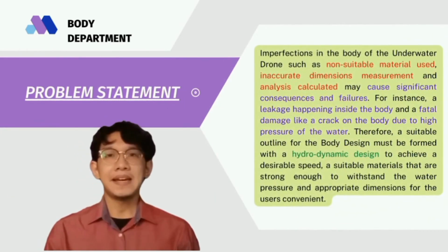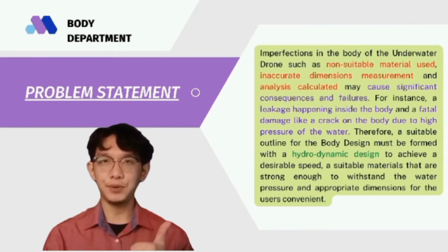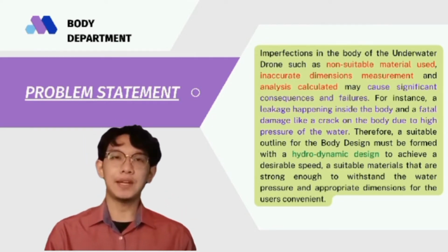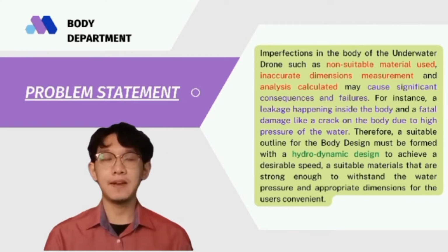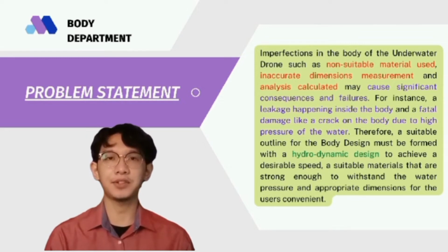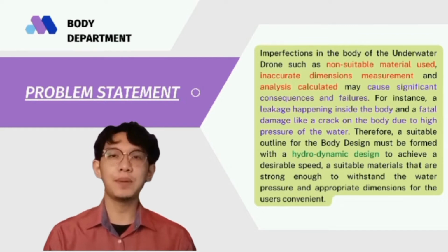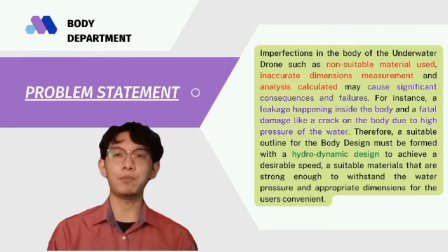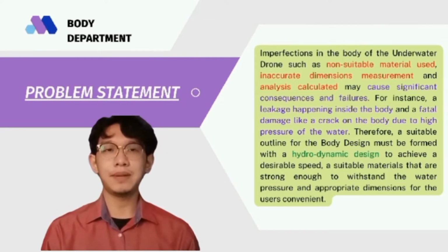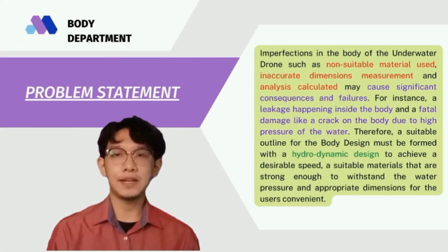Problem statement. Imperfections in the body of the underwater drone, such as non-suitable material use, inaccurate dimensions, and measurement and analysis calculated, may cause significant consequences and failures. For instance, a leakage happening inside the body and fatal damage like a crack on the body due to the high pressure of the water. Therefore, a suitable outline for the body design must be formed with a hydrodynamic design to achieve a desirable speed, suitable materials that are strong enough to withstand the water pressure, and appropriate dimensions for the user's convenience.